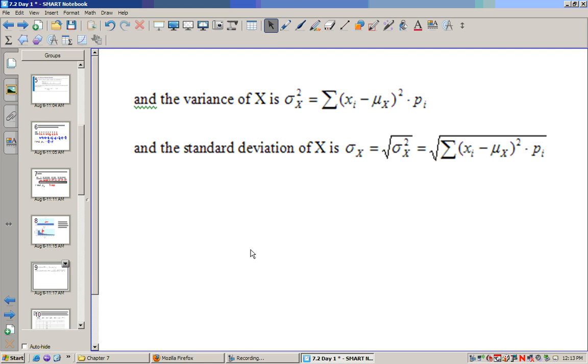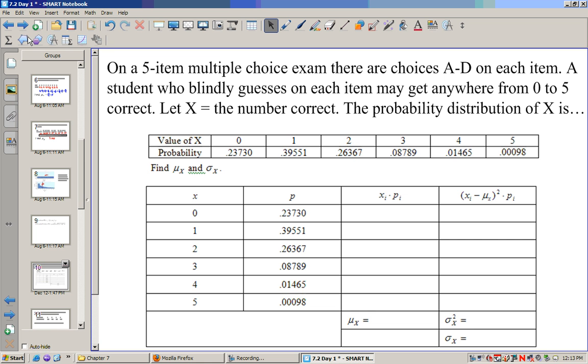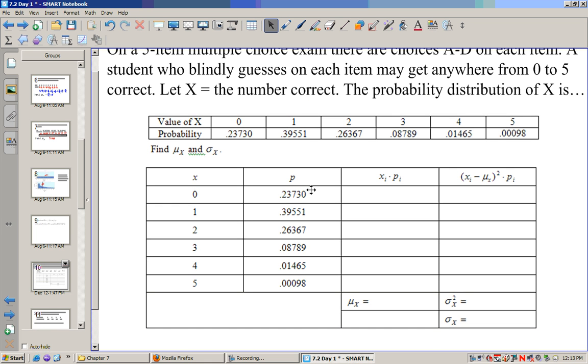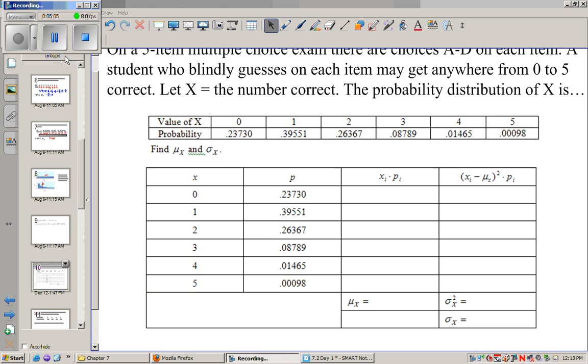Now, if we want to find the variance, we take each x value minus its mean squared, multiply it by the probability, and add it up. And then when we square root that value, we find the standard deviation, which is kind of a long process. So we set it up in this situation. What we do is we take each x value, multiply it by its probability first so we can find the mean. Take a second and do this.